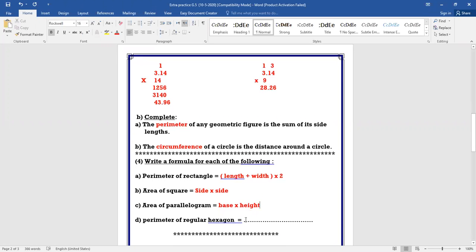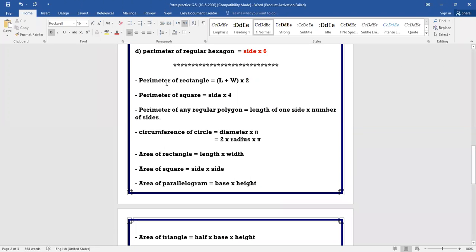Mister, can I answer the last one? Perimeter of a regular hexagon. Side multiplied by 6, because here we have 6 sides.